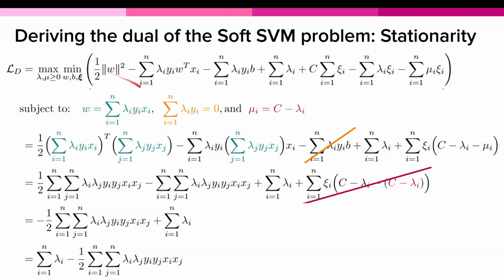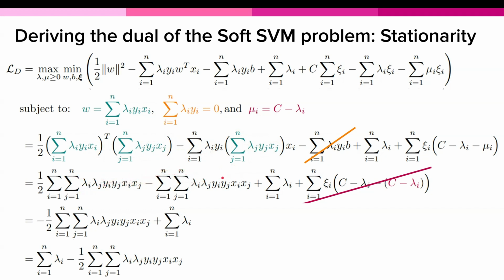If we do that, it's going to result in two terms of quadratic forms that involve lambda i, lambda j, the class labels y i, y j, and the inner product of feature vectors x i and x j. We also have something similar going on here. And it turns out that both of these terms can be expanded and simplified into double summations.